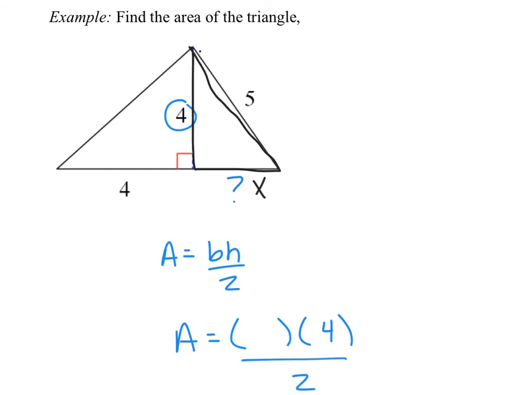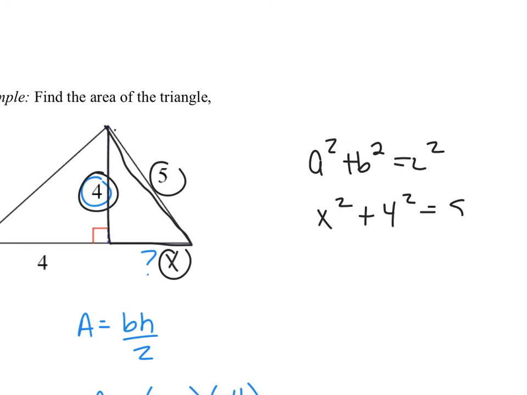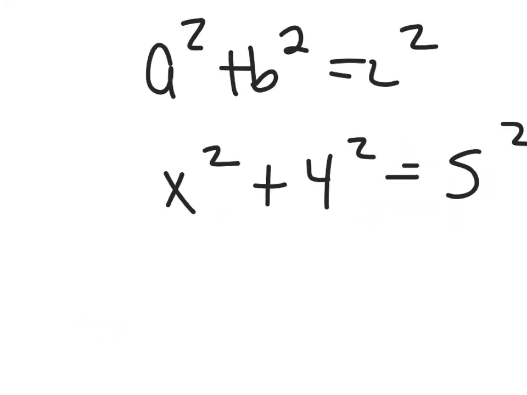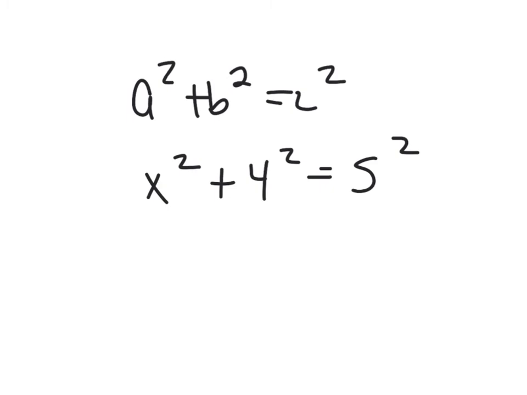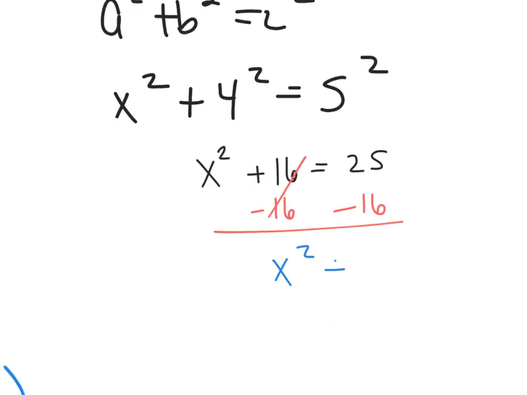So what I'm going to do is put an x here, and I know a squared plus b squared equals c squared. So I have x squared plus 4 squared equals 5 squared. So 4 squared simplifies to 16, so I have x squared plus 16 equals 25, because 5 squared is 25. I'm now going to subtract 16 from both sides. So I get x squared is equal to 9. Again, the only way to get rid of that square is to square root both sides. So the square root of 9 is 3.